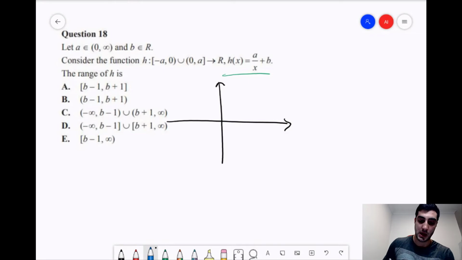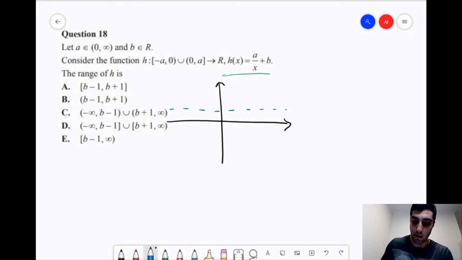So we should understand that it's been translated b units up. Actually, it may not be translated b units up, as b is just an element of a real field. So it could be negative, so it doesn't really matter. It's just a translation of b units. So it could be above or below the x-axis.